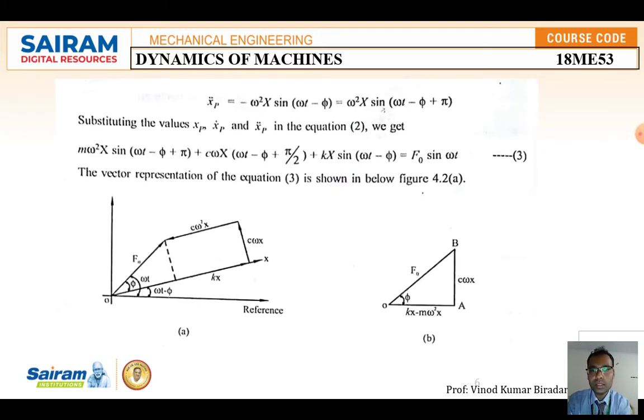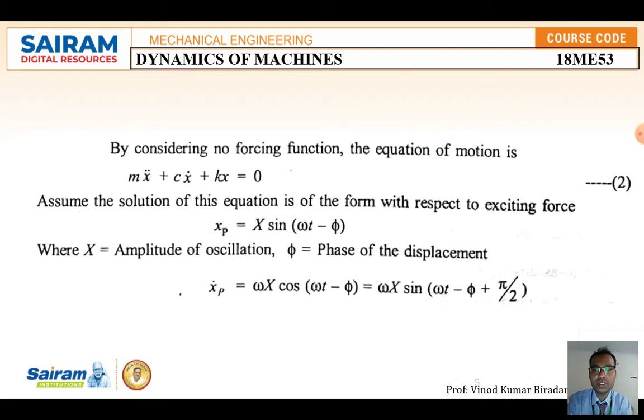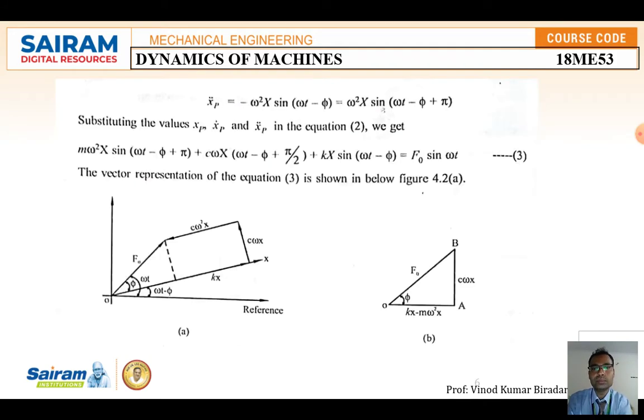Now again differentiate. x double dot of p, that is the particular function, is equal to, differentiating this equation again, minus omega square X sin of omega t minus phi, which is equal to omega square X sin of omega t minus phi plus 180 degrees. Here there is a 90, here 180 degrees will be there. So this is a phase angle.